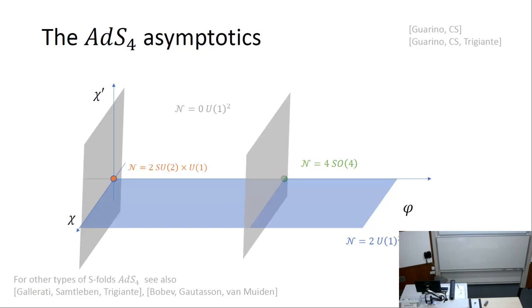Which has some points of symmetry enhancement. So they're all AdS4 solutions that are parameterized by these two variables, phi and chi. And you have one point which is N=4 supersymmetric with an SO(4) R-symmetry group. There are some other N=2 solutions you can find here.